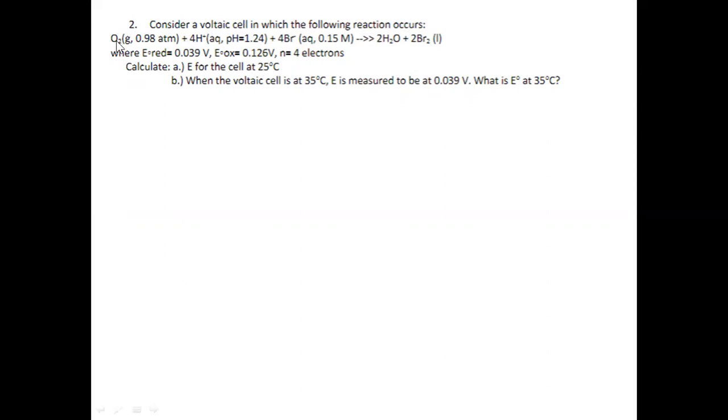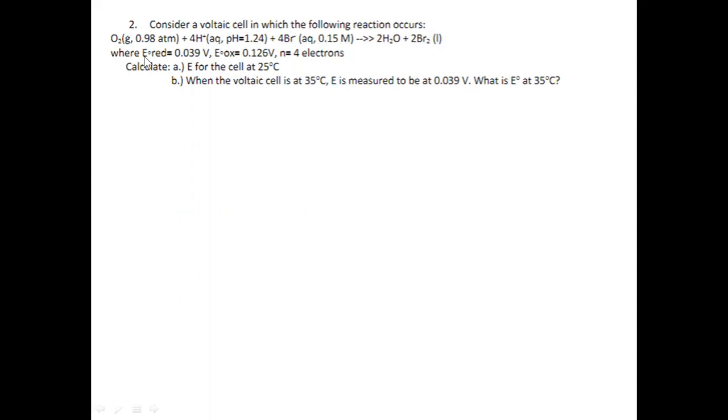So we have oxygen gas with a pressure of 0.98 atmosphere plus 4 hydrogen ion, in an aqueous solution with a pH of 1.24, plus 4 moles of bromine ion, which is also aqueous with a concentration of 0.15 molars, and then proceeding with a product of 2 moles of water plus 2 moles of bromine liquid.